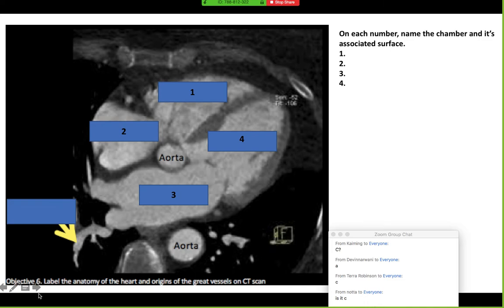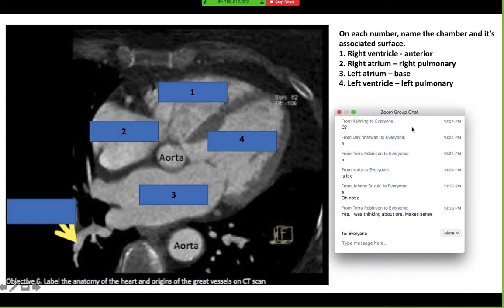And then you guys can look at this question here. Make sure that you can name each of these. And if you know the surfaces, then I think if I had put two and two together, I would have got this right. If I knew what the anterior surface was, then I would have called this right ventricle. Alrighty.